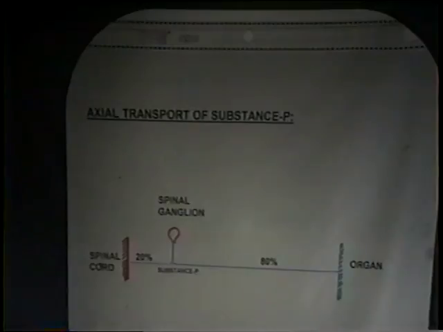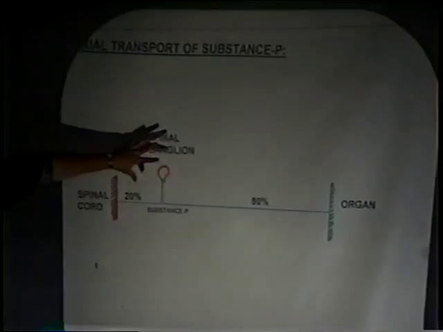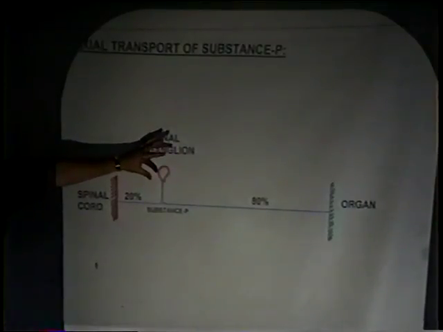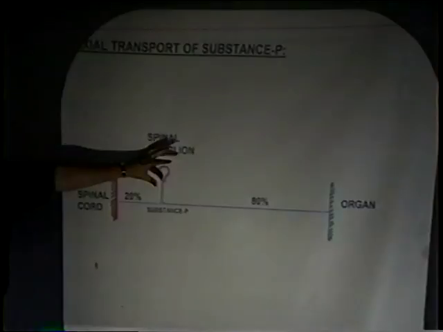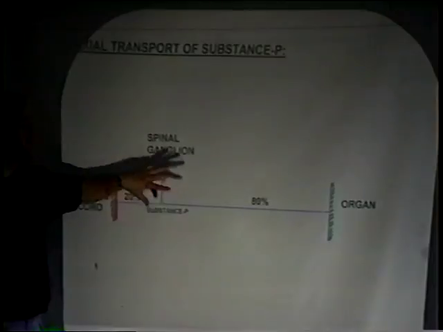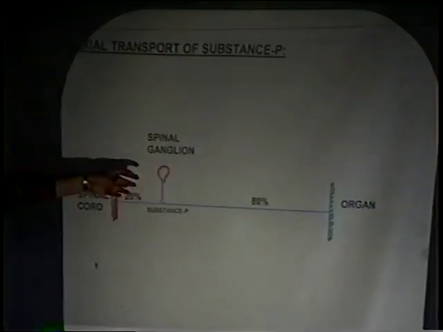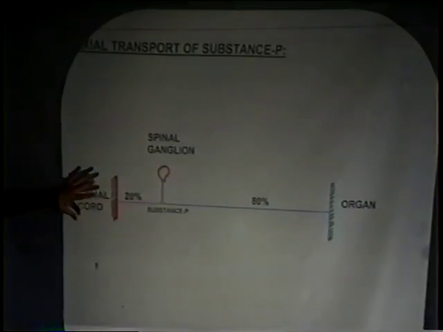If we talk about sensations, let's go back one moment. Why I draw this is because in the spinal ganglion, substance P will be produced. So we have substance P at the end, at the organ site, and we have substance P in the spinal ganglion, which produces the substance P. And then we have, of course, substance P at the spinal cord.